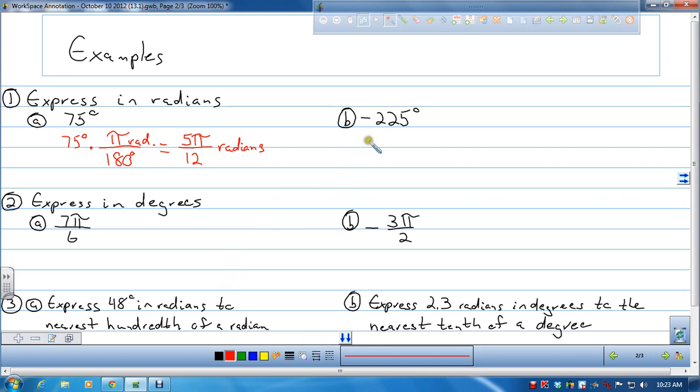Alright, so hopefully you were able to do that on your own. I will write it out here just to see if you got it right. Again, we're going to take it pi times the conversion of pi radians over 180 degrees, and negative 225 over 180 simplifies to negative 5 pi over 4, I believe. Yes.